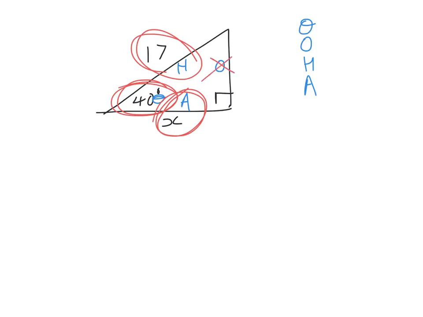So have a look back at your SOHCAHTOA. Cos, that's right, because cos theta is the one that uses A and H. So we write down our equation. Cos theta equals A over H.